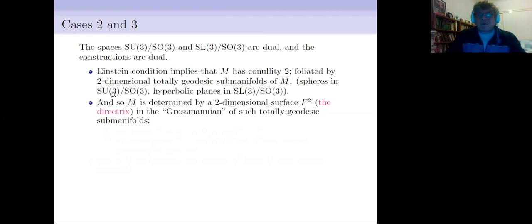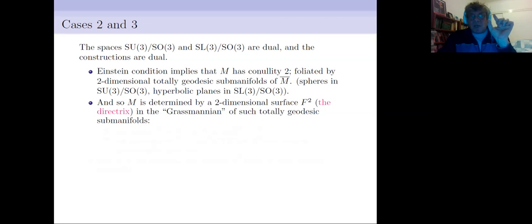But luckily for manifolds of dimension 5, everything is known, and you have, say, in SU3/SO3, spheres, projective spaces, spheres times S1, and hyperbolic planes. These two-dimensional totally geodesic submanifolds are exactly spheres in SU3/SO3, totally geodesic two-dimensional spheres, and hyperbolic planes in SL3/SO3. So what do we do next?